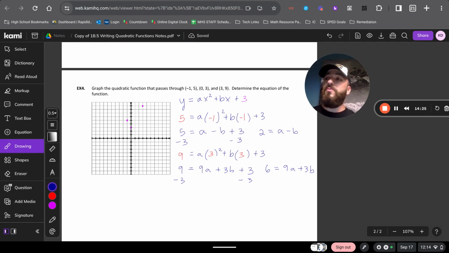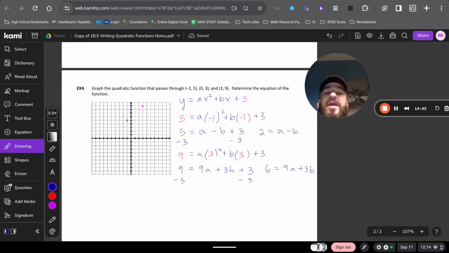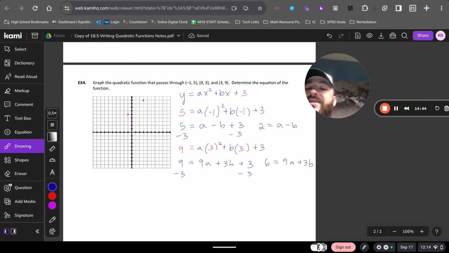We can solve by substitution, which means we would want to isolate one of these variables and then plug in to the other equation, or we can do it by elimination. I'm going to show you both methods just since it's been a while since you've done system of equations, and kind of as a good refresher. So our 2 equals a minus b. I'm going to go ahead and start with that because it will be fairly simple to solve this for one of my variables.